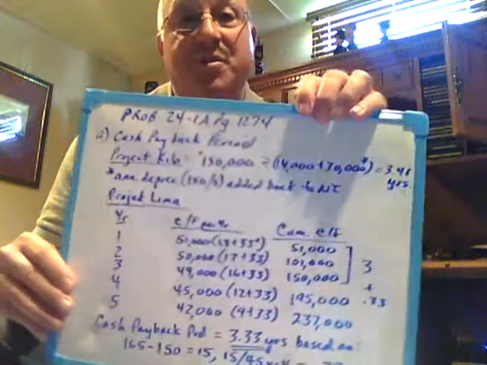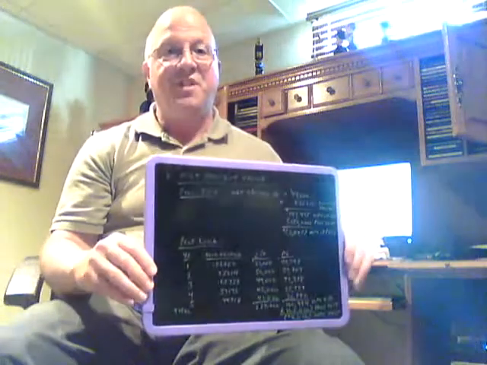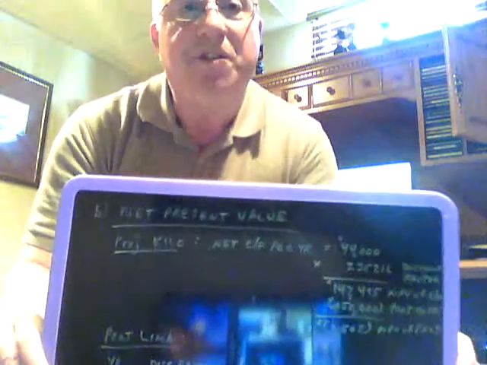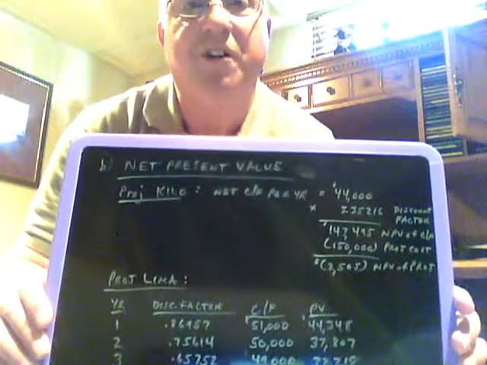Again, I'd encourage you to go through and look at Project Oscar and do the same thing for that. That also involves uneven cash flows per year. Now we move on to the net present value. And here, of course, we need to know what the interest rate is that the company is using. And again, we need to know the information about cash flows per year.